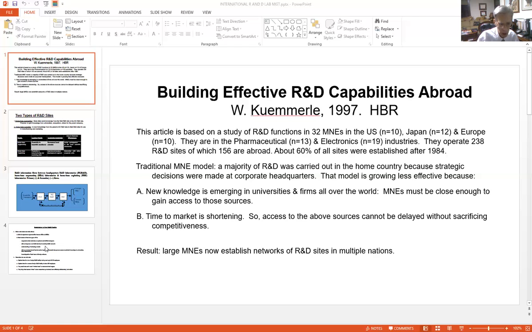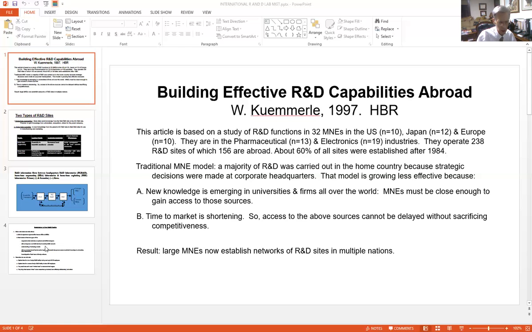156 of those were outside the US, or the home country. All these companies were not domestic. And about 60% were relatively new. So the traditional model, as Cummerly points out, is to operate most research and development in the home country because that's where strategic decisions were made. But as he points out, this typical model wasn't being used as often.